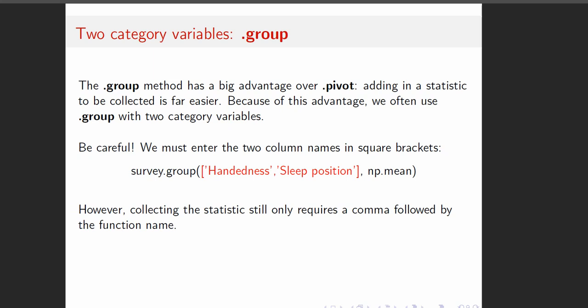So now we're going to look at using the dot group with two category variables, and it's almost the same, except notice, since I'm going to have two variables, I'm going to enter them as a list. It's not that big a deal that you remember that it's a list, but it is important to get the square brackets on the front and the back. So square brackets, then I enter my first category variable and then my second category variable in quotation marks, separated by a comma. The square brackets are the important thing there.